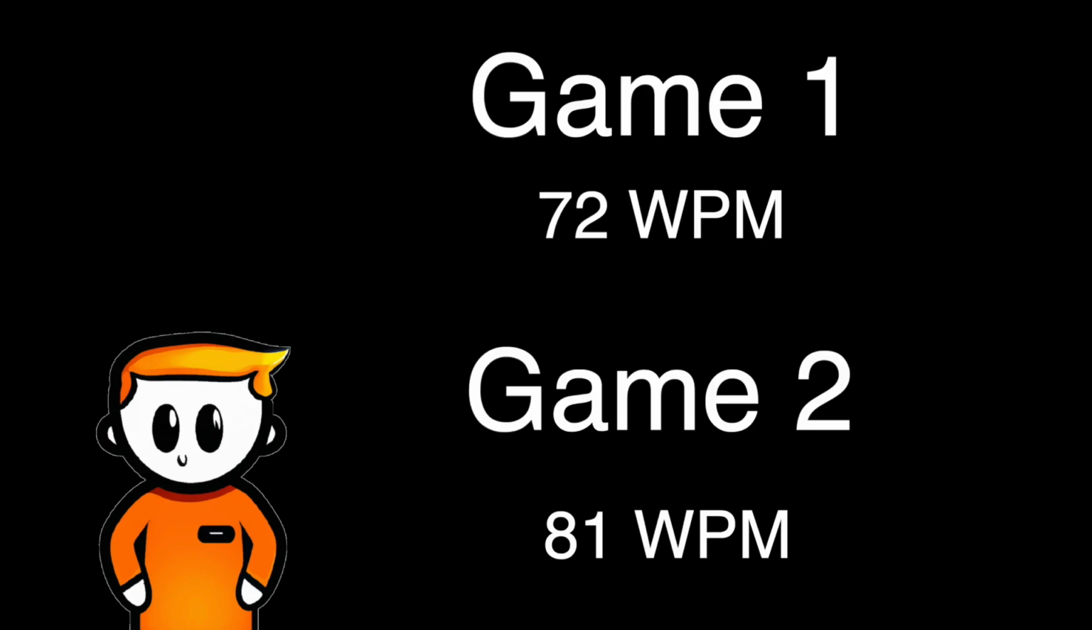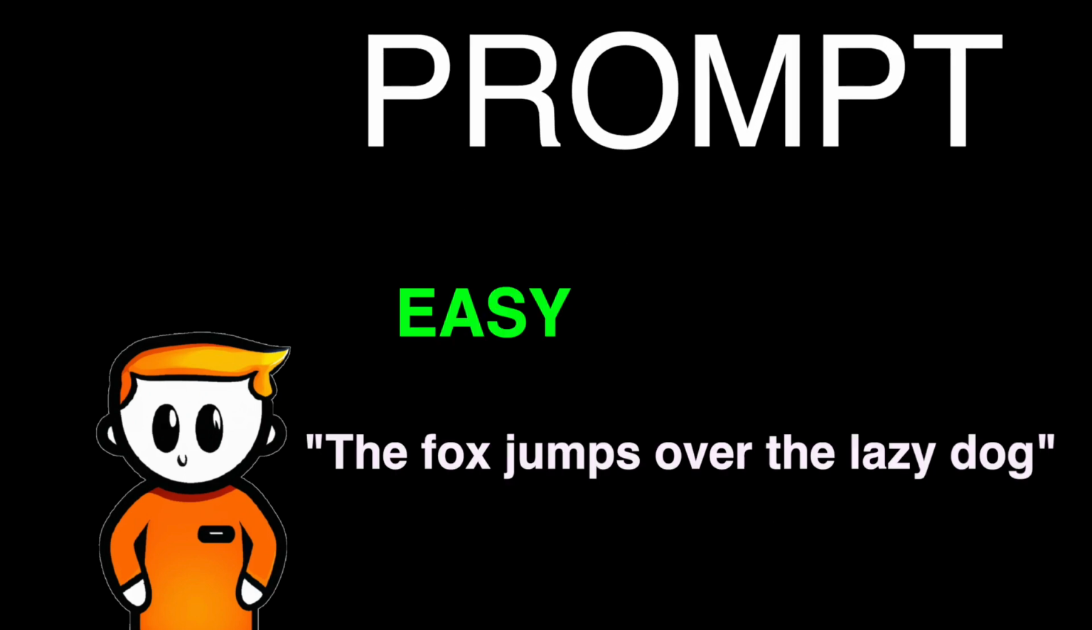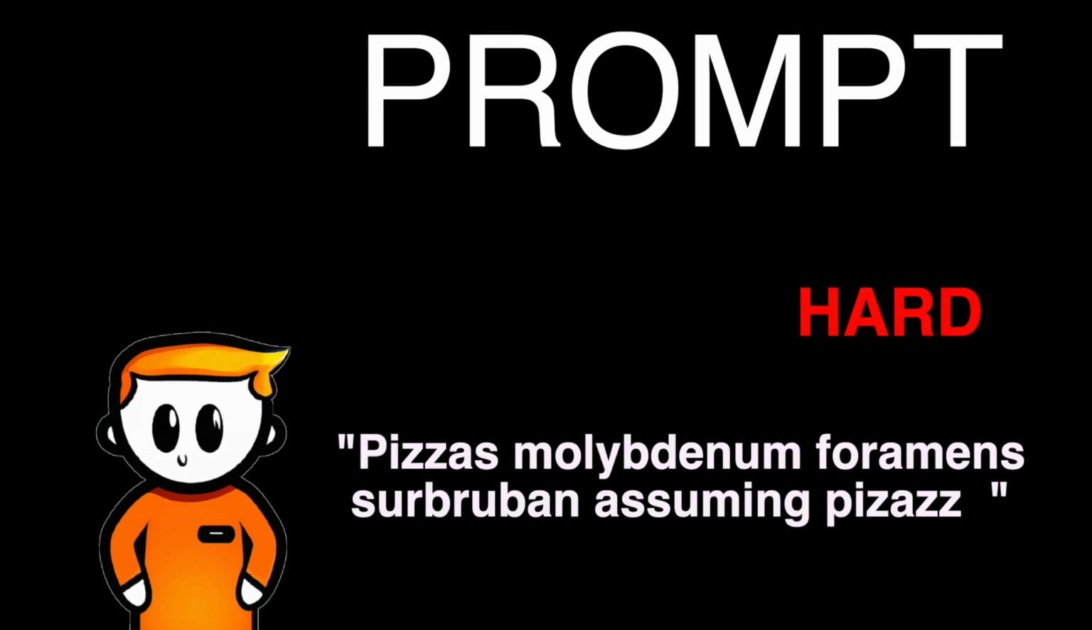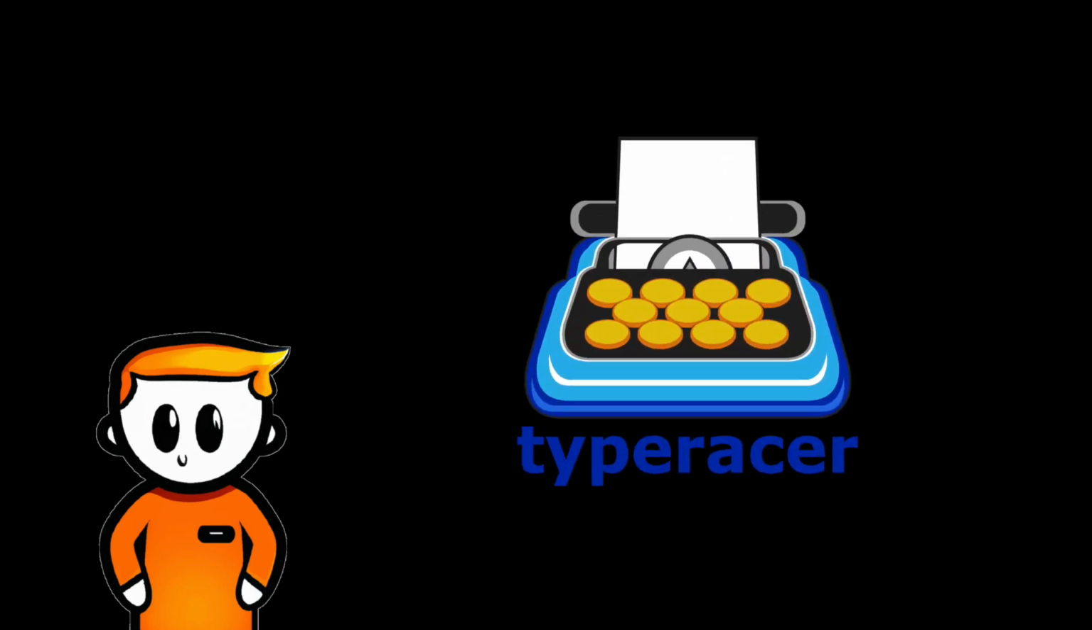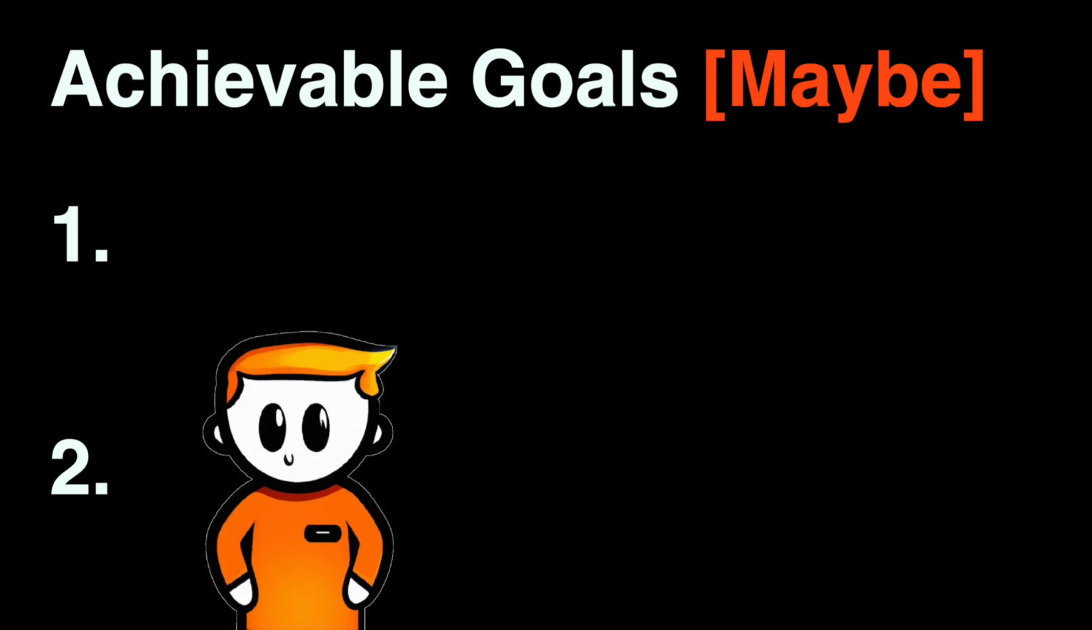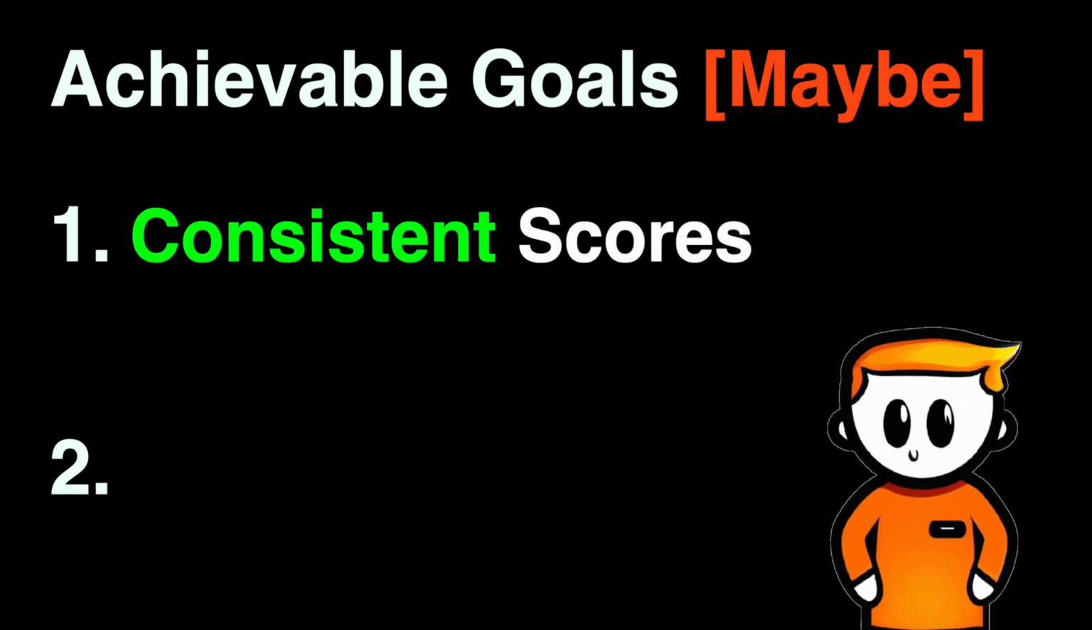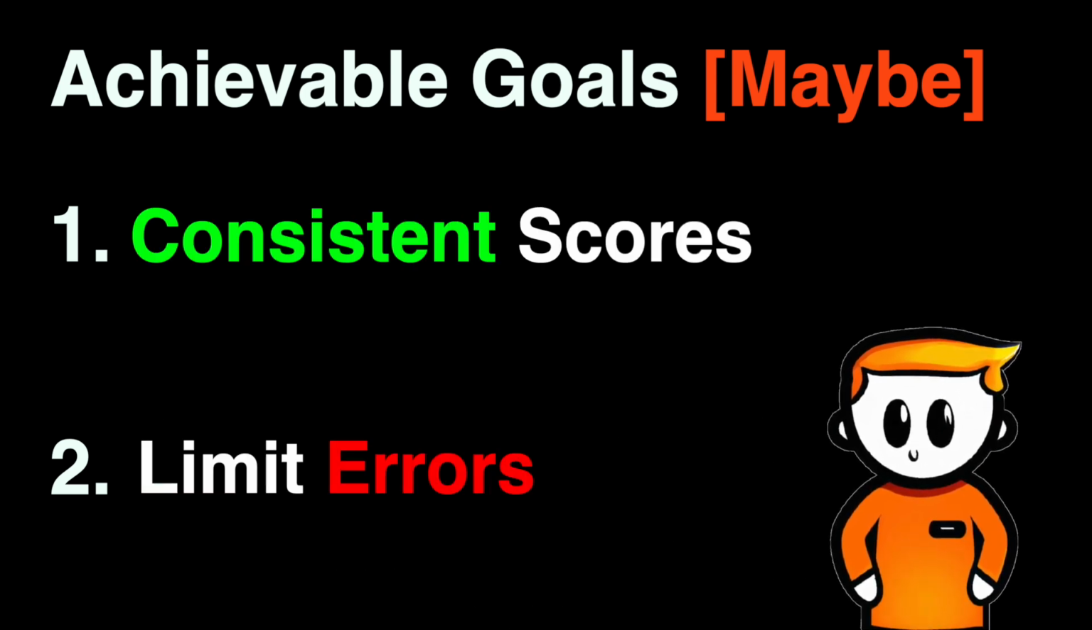I just played twice, and I only got 72 and 81. But if you look at the prompts, they're vastly different. There can be really easy prompts and really difficult ones. I don't like that my WPM was so different on these two runs. But in this game, the prompt is everything. If we can figure out a way to 1. Have consistent scores across multiple runs, and 2. Figure out a way to limit errors while typing, then we can have a higher chance to win each time.